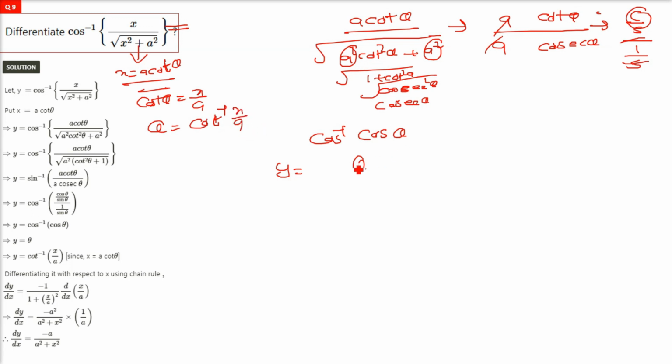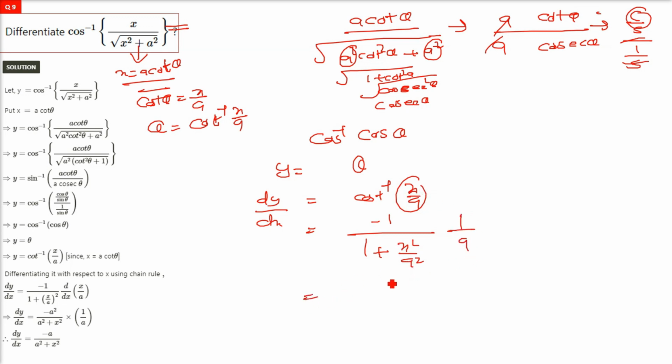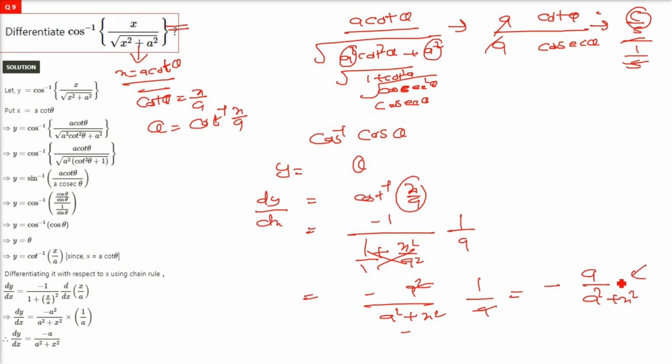So now put this theta as cot inverse x by a, just put it here. dy by dx of cot inverse x by a is negative, 1 by under root 1 plus x by a whole square. So differentiation of x by a also, it is going to be 1 by a. So what do you get? A square plus x square, and a square will be in the denominator. I am taking it into the numerator. Negative a square, a gets cancelled. You have negative a by under root a square plus x square only.